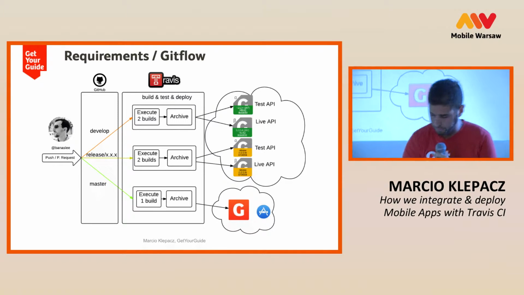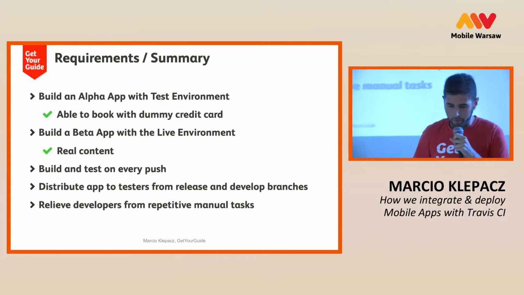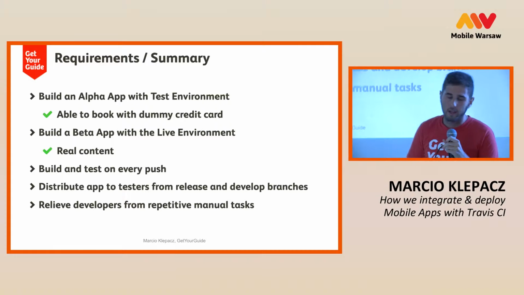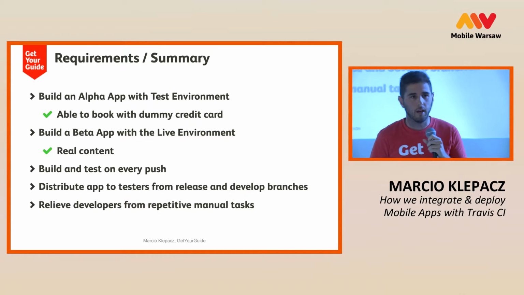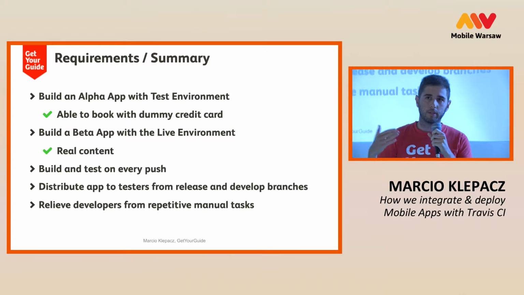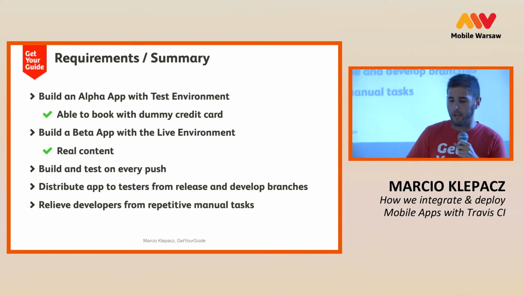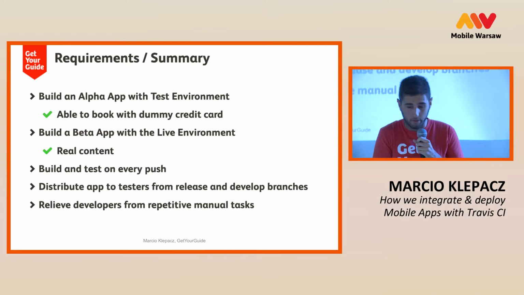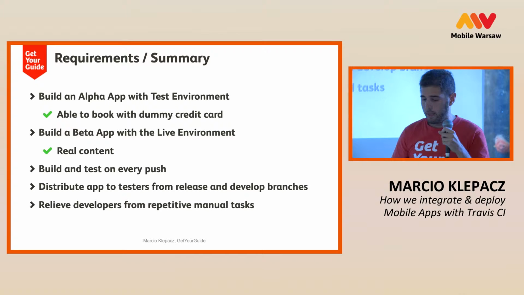So, cool, a little overview. We have 2 environments basically. One is the test, the other one is the live one. Every time someone pushes something, I want Travis to be able to hear that and act according to the branch. And I don't want to do anything manually. Of course, we are developers, we want to automate that.